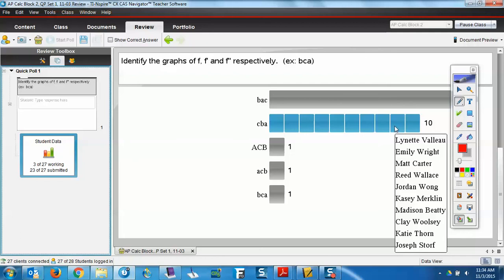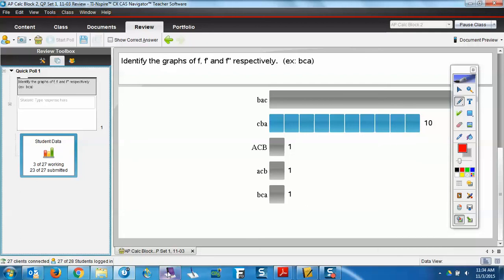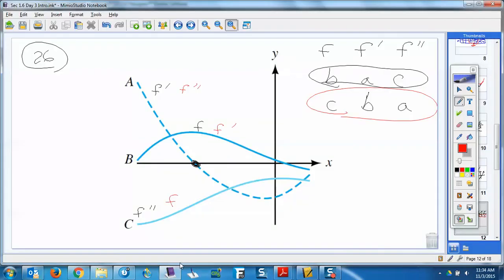Lynette, Emily, Matt, Reed, Jordan, Casey, Maddie, Clay, Katie, Joe. Good job. CBA. CBA. Little piece there that kind of threw us off, but it was pretty close.